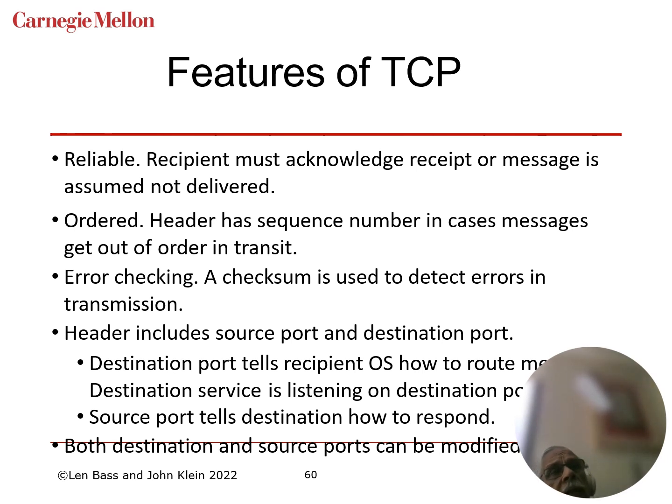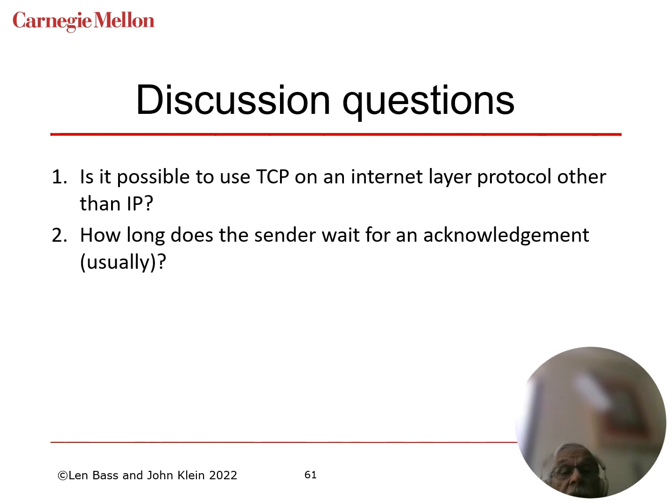TCP has error checking and handling. It uses a checksum. If you don't know what a checksum is, you should look that up. Pretty straightforward. The header includes the source port and the destination port. The destination port tells the recipient operating system how to route it. The source port tells the destination how to respond. They both can be modified the same way that IP addresses could be modified.